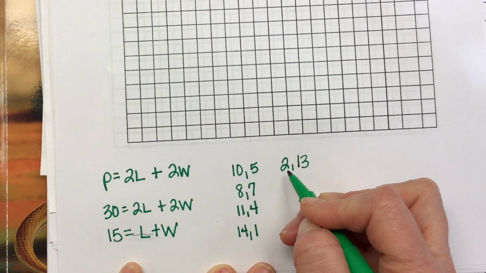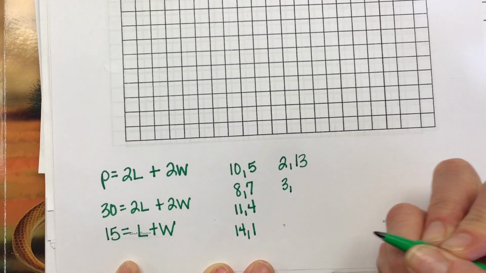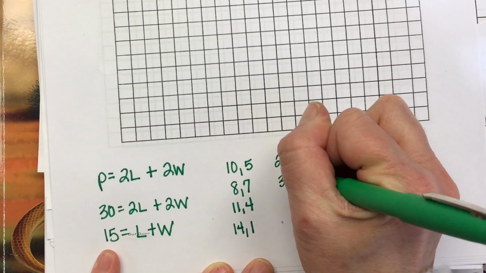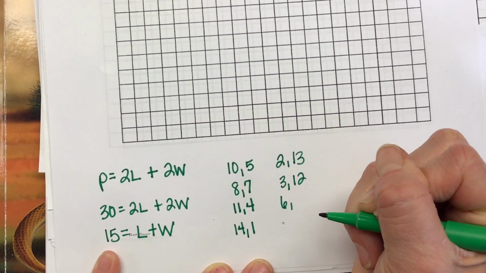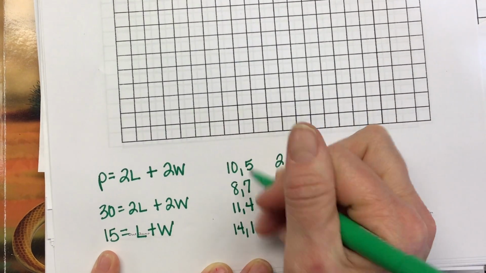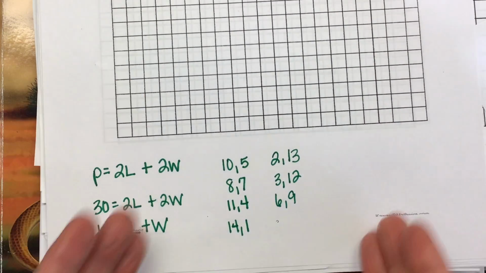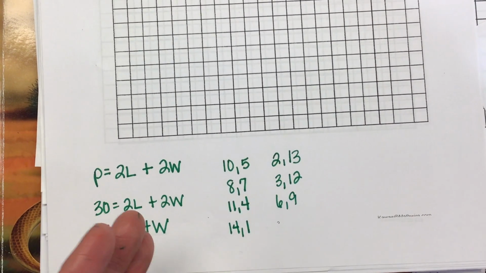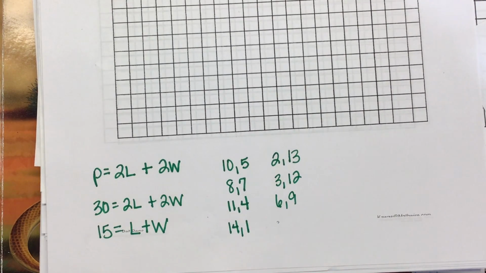So we have 1, 2. What about 3? 3 plus, Addie? 12. We've got 4, 5. What about 6? 6 plus, Eli? 9. Okay, those are the only possibilities for our yard, because it has to be a rectangle, and our length and width have to add up to 15.